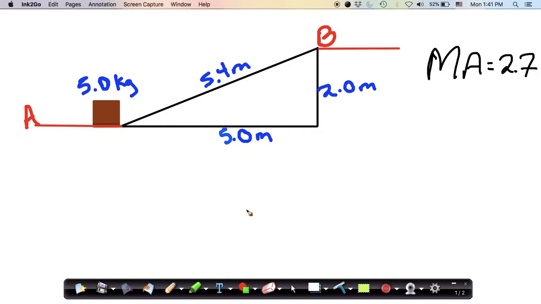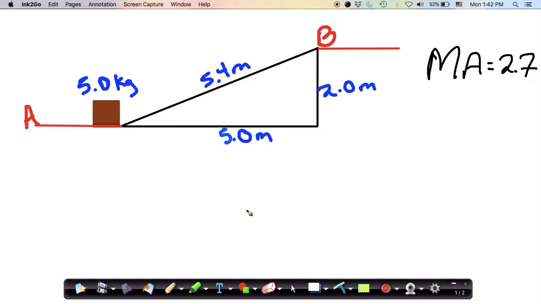a vertical height of 2.0 meters, and a diagonal length of 5.4 meters, we have a mechanical advantage of 2.7, and that this means that whatever input force we push with as we move a box or some other object up the inclined plane, we will get an output multiplier of 2.7. So in other words, if you have a 5.0 kilogram box, as we do here, which is a weight of 50 newtons, we only have to push with an input force of 18.5 newtons in order to get the box from position A to position B using the inclined plane.